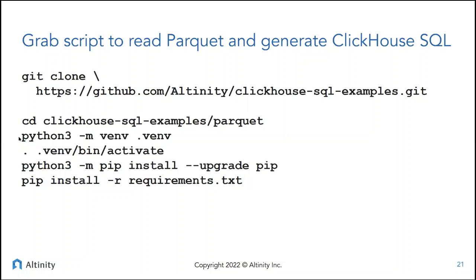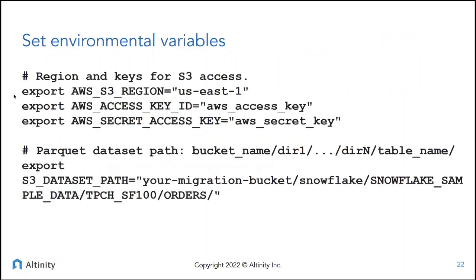So what you want to do is typically set up a virtual environment called .venv. That just gives you a scope in which to run Python and ensures that your libraries are present. So you run those commands at the command line on your favorite Linux host. And then you'll set a few environmental variables. These are the ones that you need to set. And these will tell the script what to do.